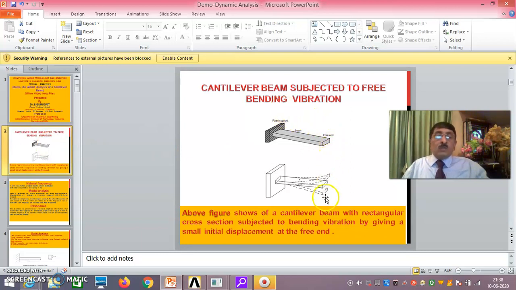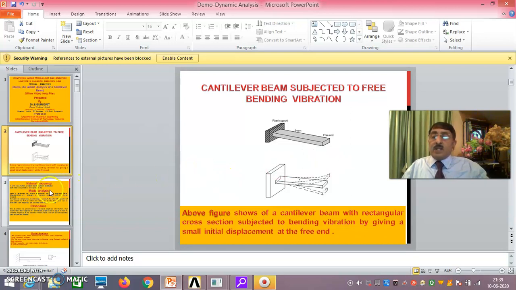See here, I told you, from the initial position, if it is subjected to displacement going from here to here and comes back to this position, this is one cycle. If it does this one time in 1 second, it is called one cycle per second or 1 hertz. If it does it 2 times in 1 second, it is 2 hertz. If it does it 10 times in 1 second, it is called 10 hertz, or multiplying by 60, 10 into 60, it is 600 rpm.